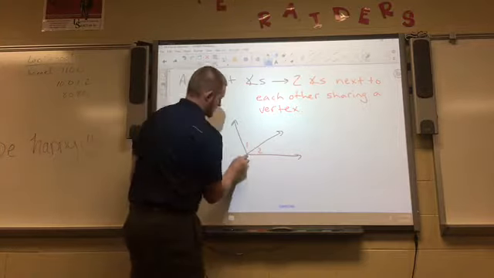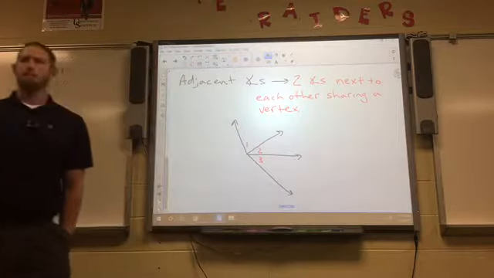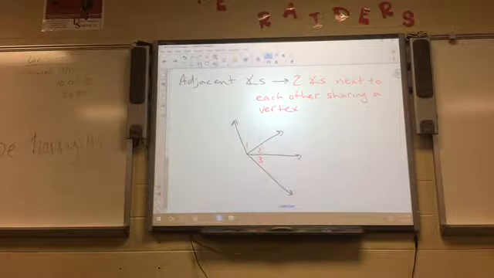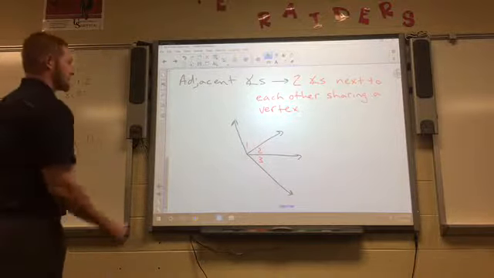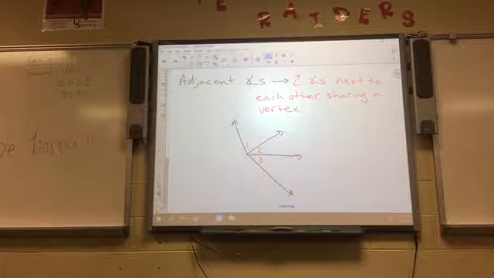What about angles 1 and 3? No. Why not? They're not sharing a side. They're not next to each other, right? There's something in between them, which would be angle 2, correct? So 1 and 3 are not adjacent to each other. They do share a common vertex, but they're not right next to each other. What about angles 2 and 3? Yes, 2 and 3 would be adjacent to each other. Good on those three definitions?